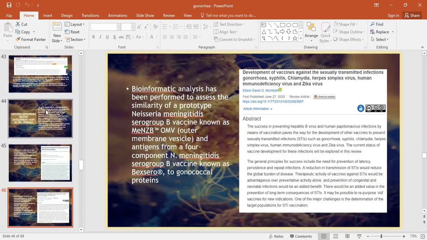Development of vaccines against STIs. Bioinformatic analyses have been used to assess the similarity of the prototype Neisseria meningitidis serogroup B vaccine, known as MeNZB OMV, and the antigens from the four-component Neisseria meningitidis serogroup B vaccine, known as Bexsero, to the gonococcal proteins.